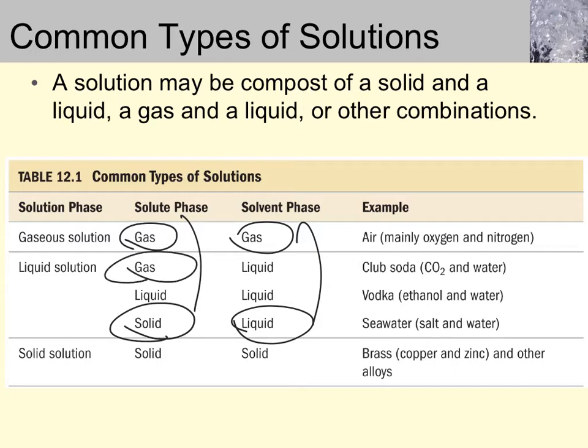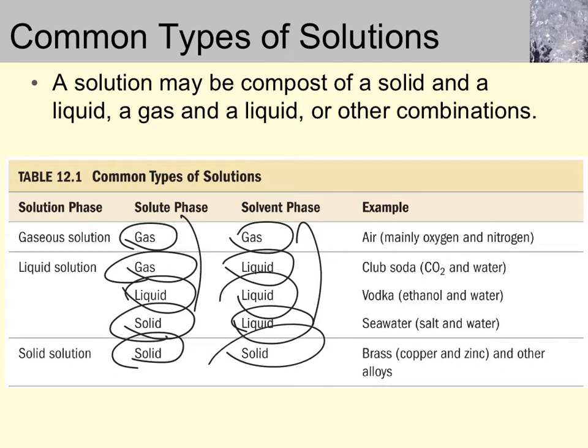You can have a gas bubbled into a liquid solution, so that'd be like carbonated water. You can have two liquids, so alcoholic beverages are alcohol and water, which make a solution. You can even have a solid-solid solution, so metal alloys. Alloys are solution blends of metals. So brass is, is it copper and silver? Anyway, there are a lot of metal alloys or metal solutions out there. Oh, here, brass is copper and zinc.